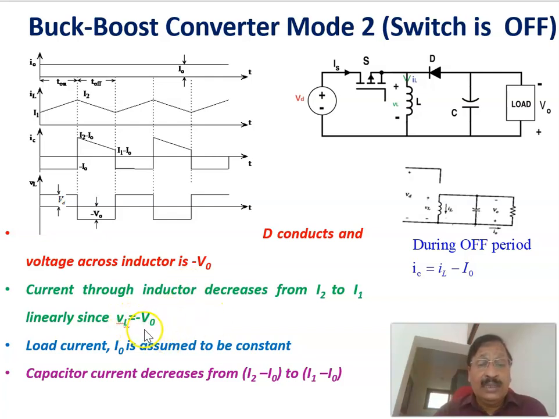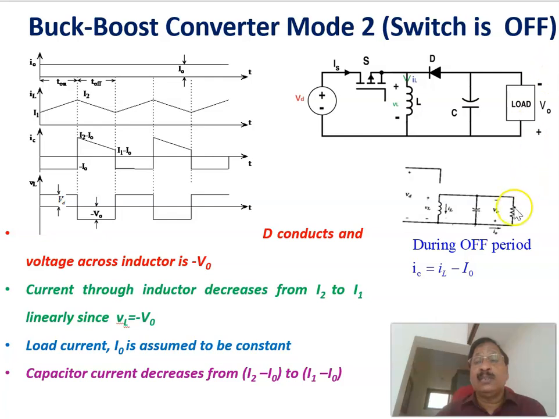Since VL is equal to minus V0, here we have minus and here plus, and the diode is forward biased. That is why the diode is conducting. This is the equivalent circuit, and the load current I0 is assumed to be constant.